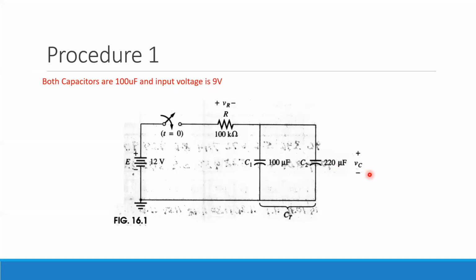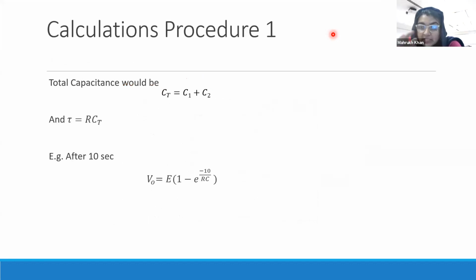200 microfarads times 100K. Yes. What will it be? 200 into 100 is 20. Yeah, 20. What you said, 20 what? I think isn't it just 20? 20 seconds, right? Okay, so it's 20 seconds. One tau is 20 seconds. So it means that in 20 seconds, it should reach 63% of its value or the input voltage.